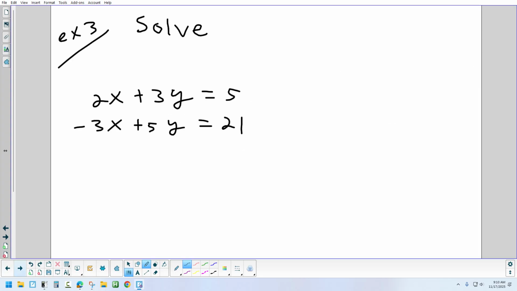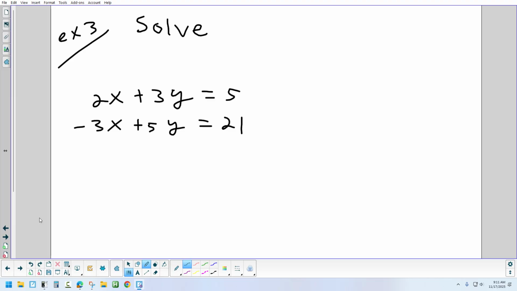Okay, so let's try this one. So we've got 2x plus 3y equals 5, and negative 3x plus 5y equals 21. Now, it's not that you couldn't do substitution in this one, but the goal is to try to solve it in as easy of a way as possible. That's the goal. So this one is going to be set up better for elimination.